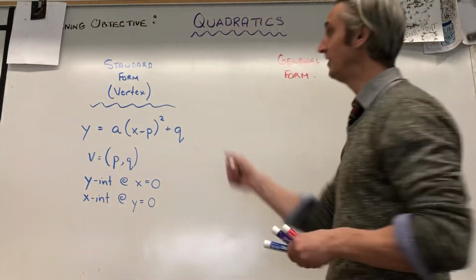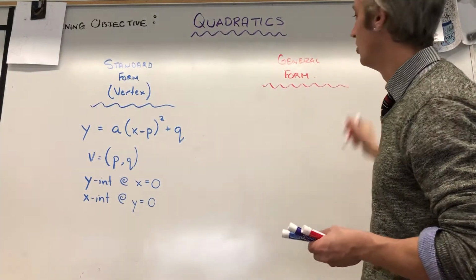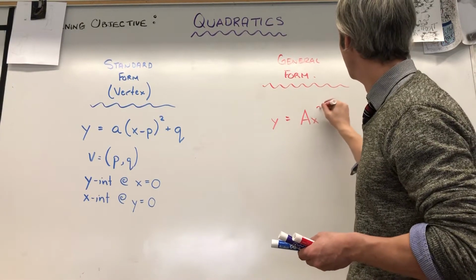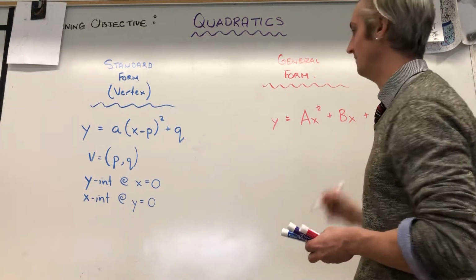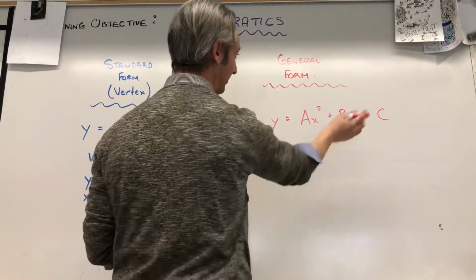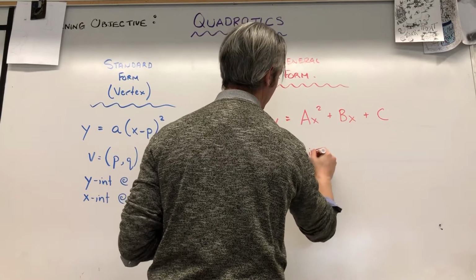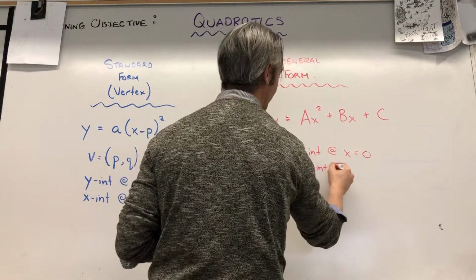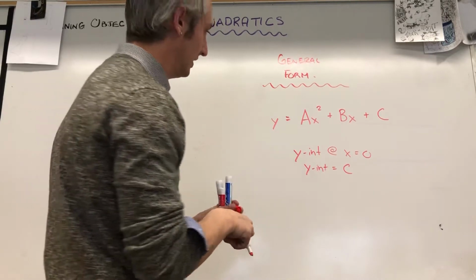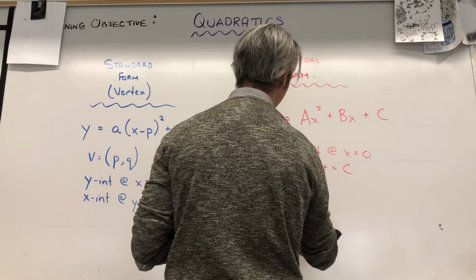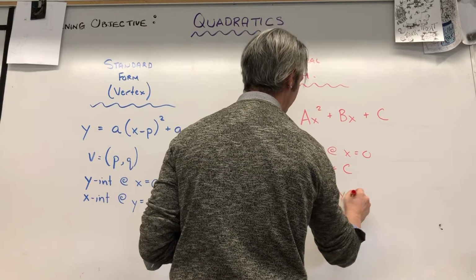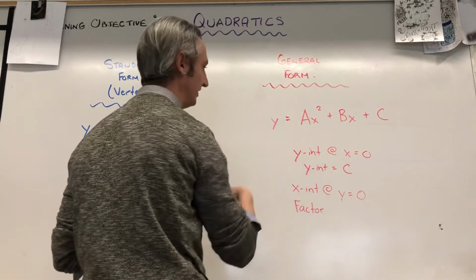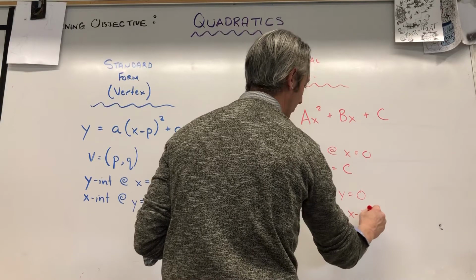I'll get you there. So that's standard form, and then we have general form, where y equals ax squared plus bx plus c. In this case, I don't know my vertex, I can't tell by just looking at it. I do know that my y-intercept, which occurs at x equals 0, will be c, because if x is 0, these terms are 0, and all I have left is c. What else do I know? I know my x-intercept occurs at y equals 0, and I can factor this equation when y equals 0 to get my x-intercepts or my solution.